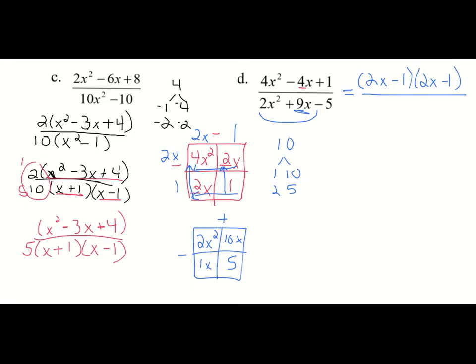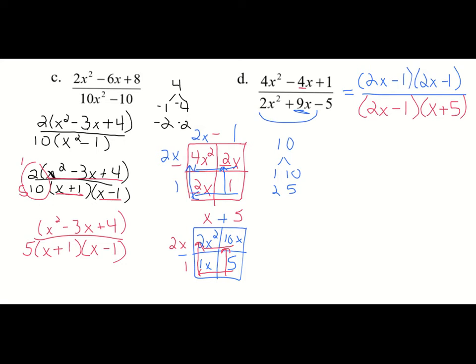So when I factor across, the greatest common factor for 1x and 5 will be 1. The GCF for 2x squared and 10x will be 2x. When I factor up, my GCF for 2x squared and 1x will just be x. And 10x and 5 will be 5. So that would factor as 2x minus 1 over x plus 5.